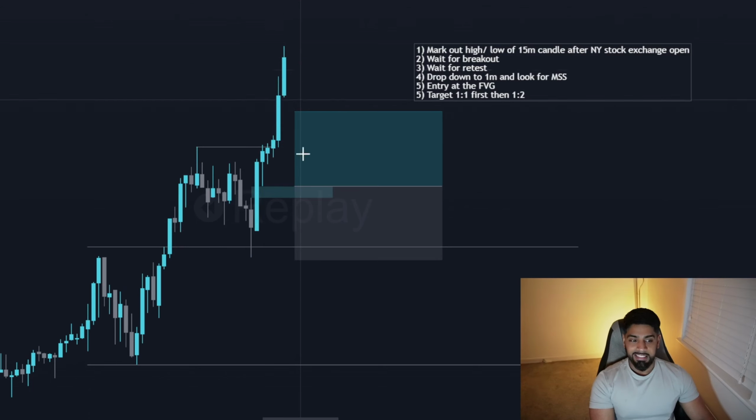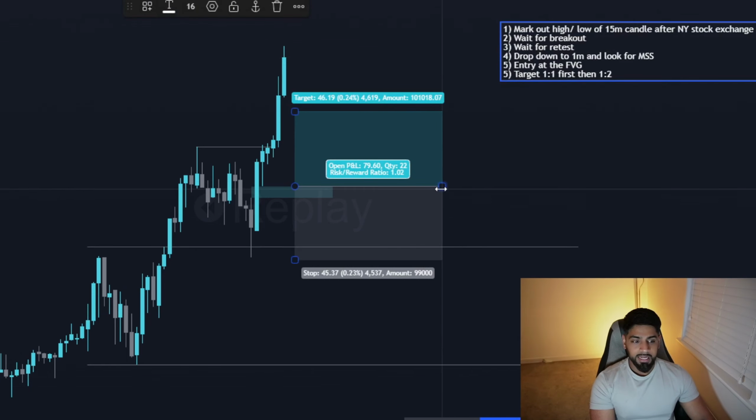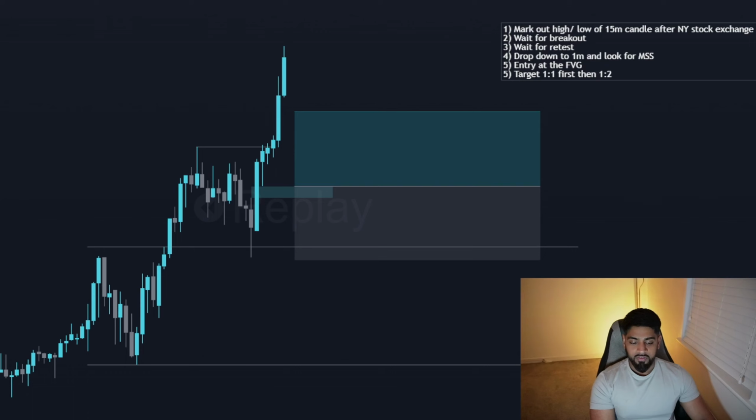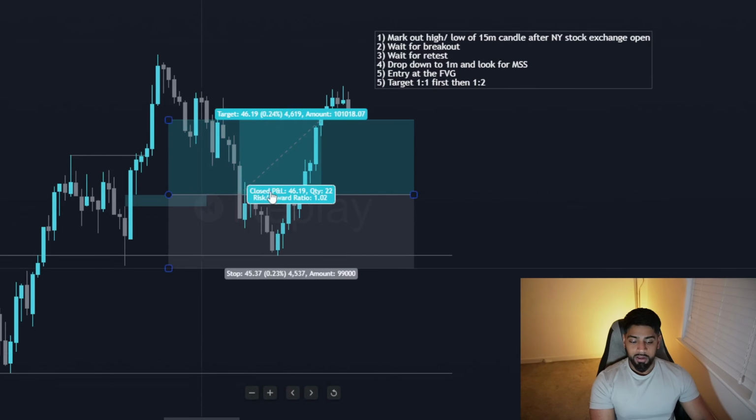Once we get that continuation, we identify the fair value gap, which gave us that break to the upside. Once we get that, we put our entry at the open, stops below the low, and we target the lowest hanging fruit, which is a 1 to 1. And then if you feel like there is enough momentum in the market, you can then go for a 1 to 2. So we've done everything on the checklist. All we can now simply do is sit back and wait for price to come back, tap us in as it does right there. It gets very close to our stop loss, but we go straight to our take profit.